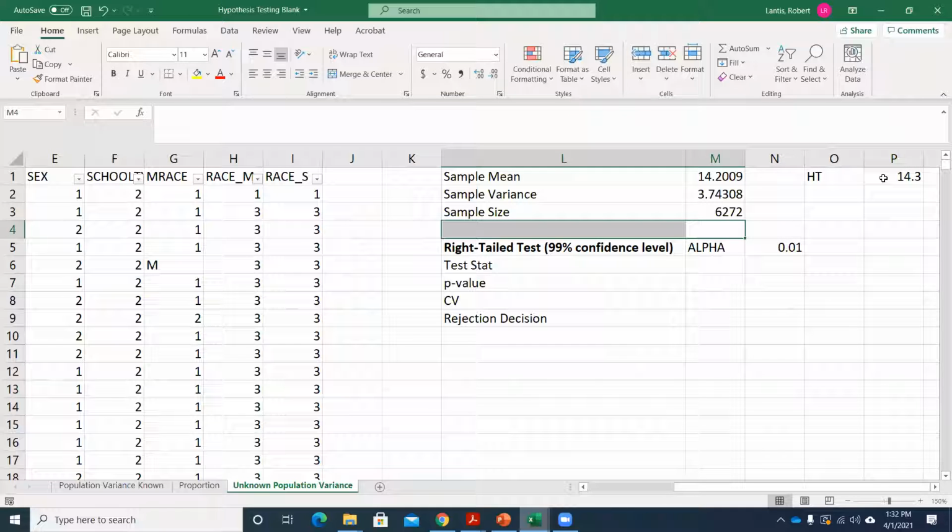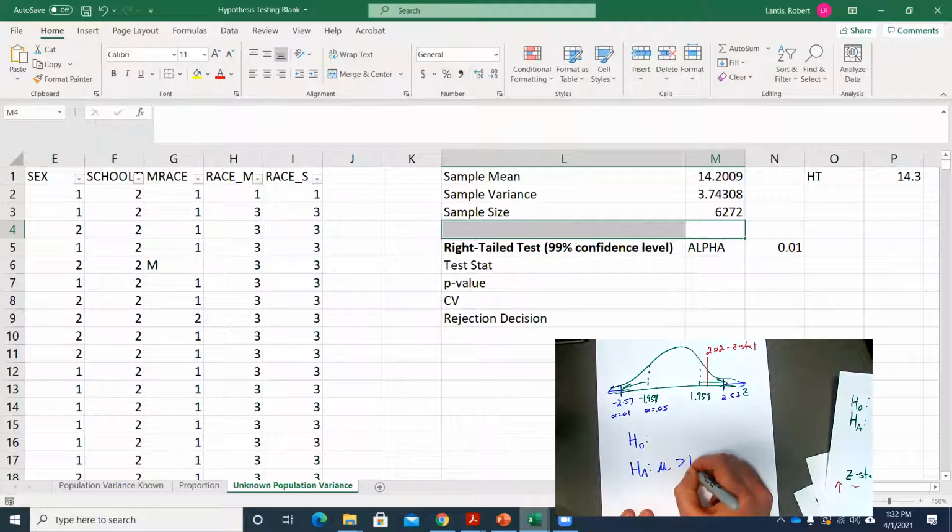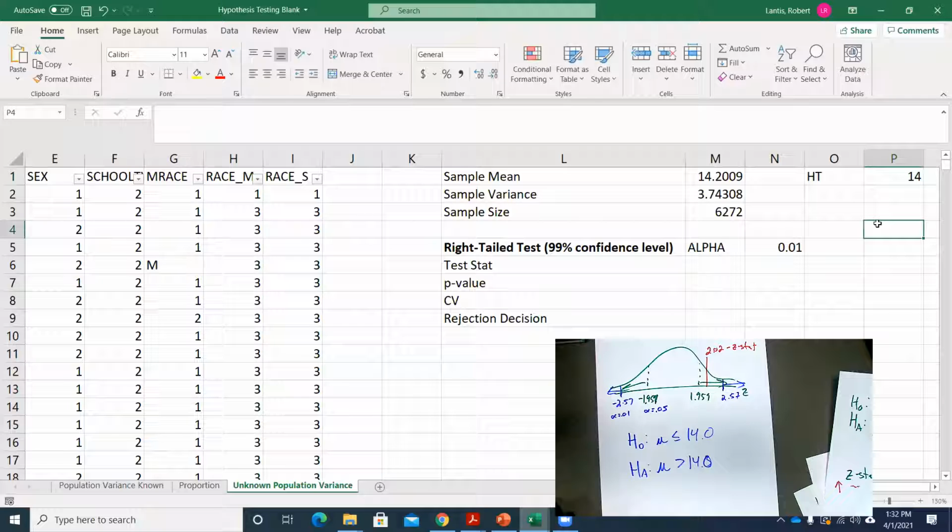So what I'm thinking about here is the hypothesis test that I want to do, is that mean greater than 14.3? Actually, I don't want to do that because, hold on, let's choose a different value. Let's just do 14, and then less than or equal to 14. So I'm going to change this from 14.3 to 14. Okay. So I've got a right-tailed test here.